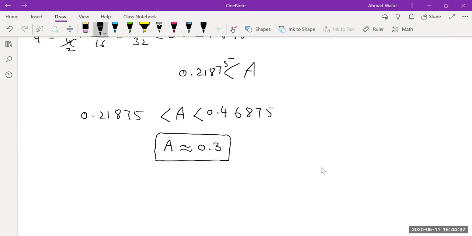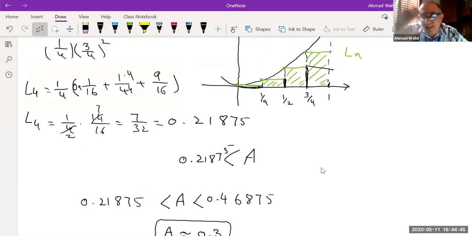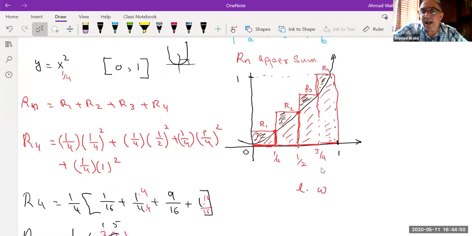Wait, so to get 0.3, did you just eyeball it and say it's in between? Yeah, the area is in between, because your A should be greater than the lower sum but less than the upper sum. You see all these graphs that I draw for you? Your A, the actual area under the curve, which is this area, right?